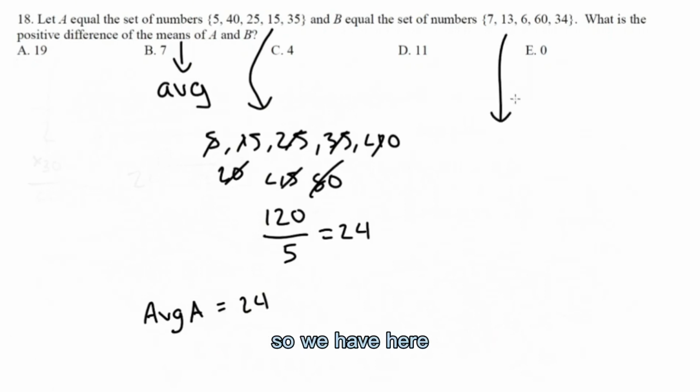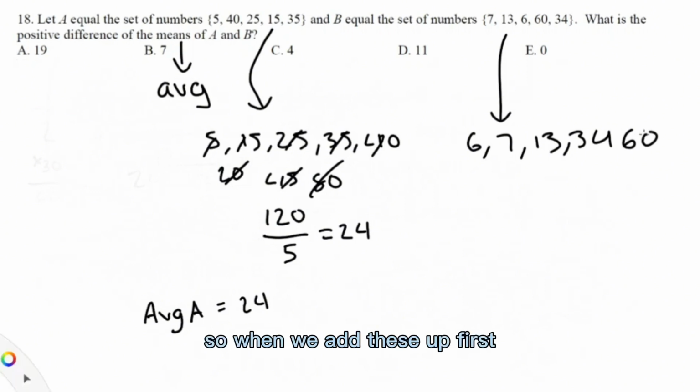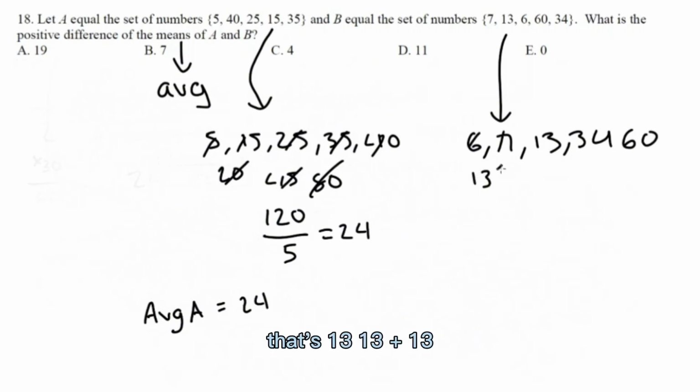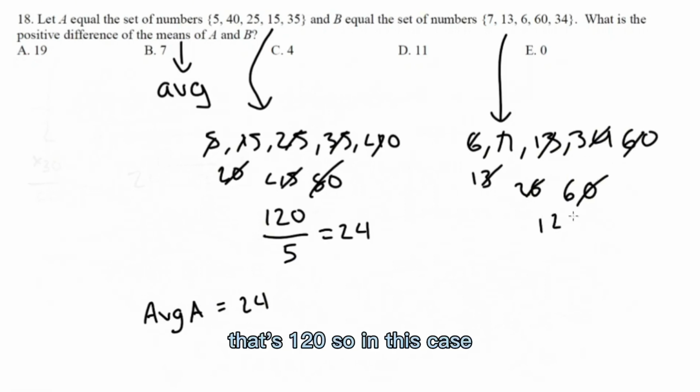So we have here in order from least to greatest 6, 7, 13, 34, 60. Alright, so when we add these up, first 6 and 7, that's 13. 13 plus 13, that's 26. 26 plus 34, that's 60. And 60 plus 60, that's 120. So in this case, we also have 120.